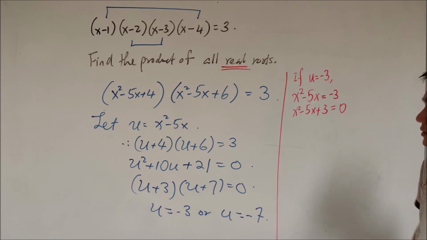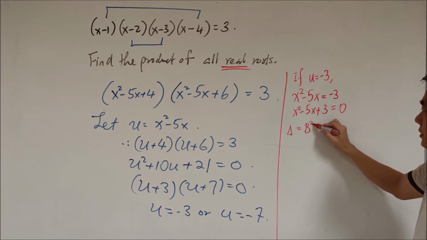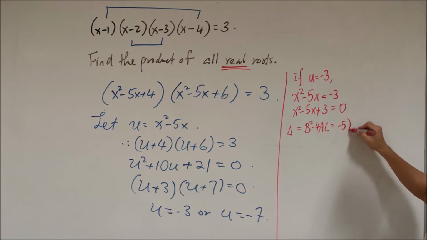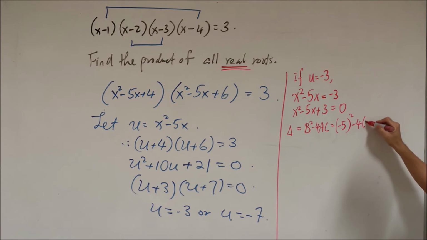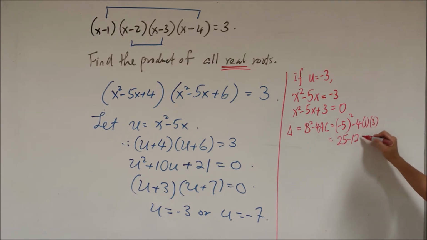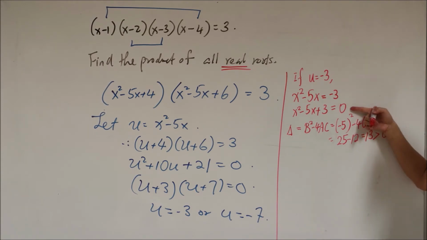equals 0. Note that the discriminant is b squared minus 4ac. In this case, it is (-5) squared minus 4ac, that is 25 minus 12, and it is 13, and it's positive. This means that the quadratic equation has two distinct roots.